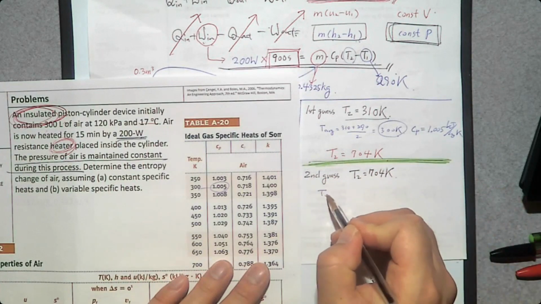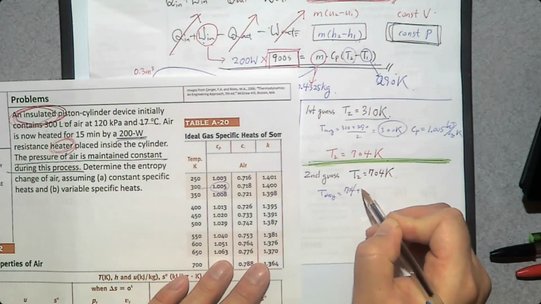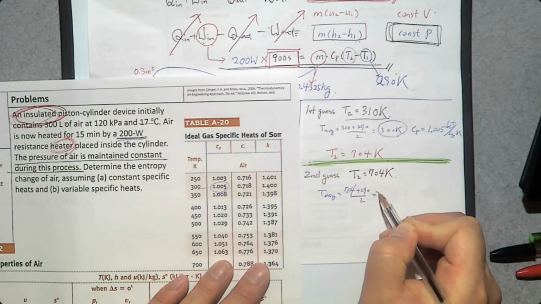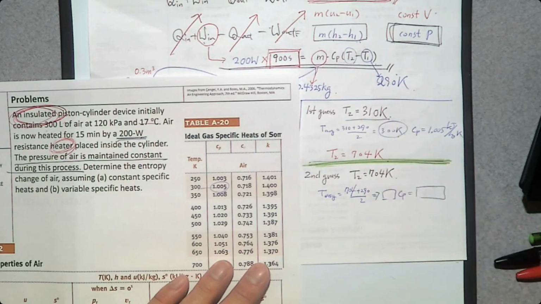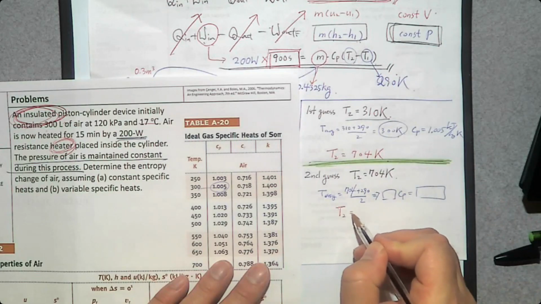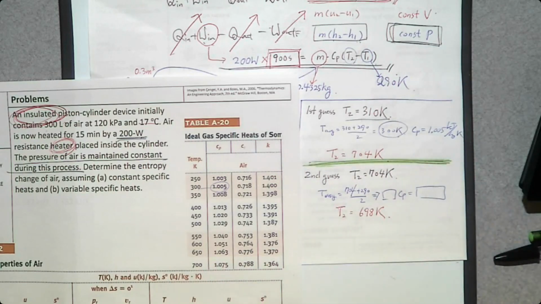Then what is the average temperature? 704 plus 290 divided by 2. Then you get specific heat at the temperature. Then you solve it. And what are you going to get? T2 is going to be 698 Kelvin. Now, your guess is 704, and the answer is 698. Are they close? Yes. So you end iteration here. So the final temperature is going to be 698 Kelvin.